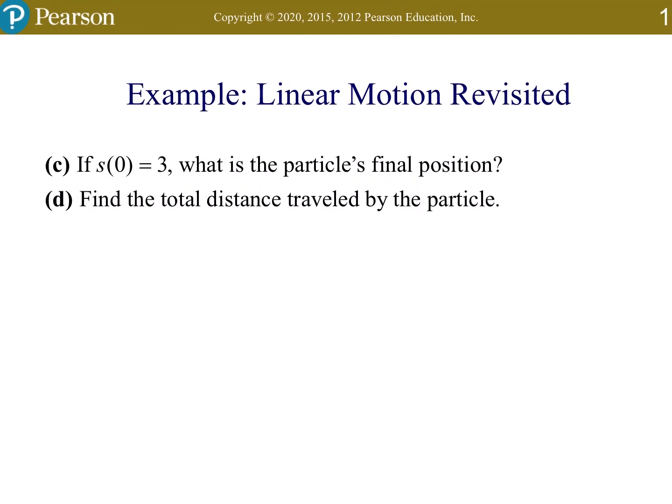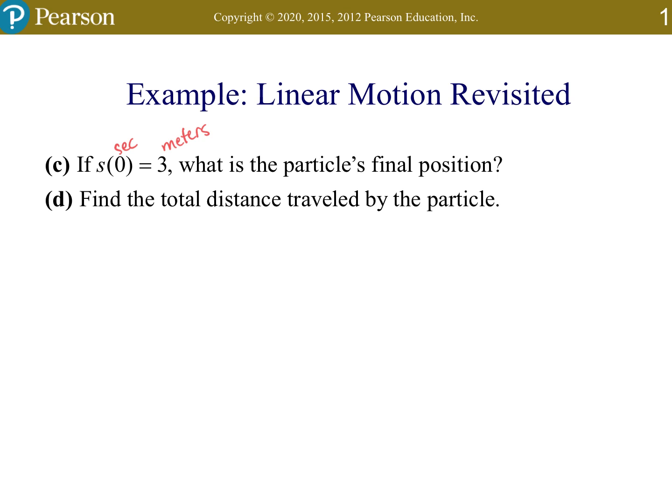So if S of 0 is 3, now S is standing for the position. So that means the initial position is 3. That means 0 is the number of seconds that has gone on, and 3 is the number of meters. That means this thing is not starting on the origin. It's starting with a 3 meter, think of it like a 3 meter head start, okay?